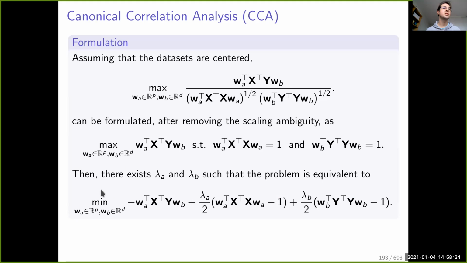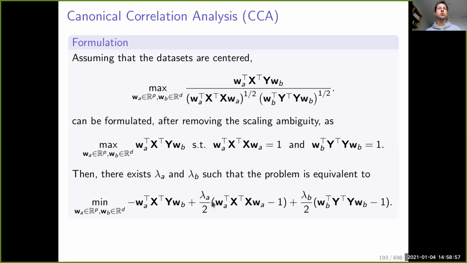And by the way, I also don't like maximization problems. So what I do here is minimize minus the previous objective. Of course, it doesn't change anything. And with the Lagrange multipliers lambda A and lambda B, I will put inside the constraints: WA transpose X WA minus 1, and here the same with WB.